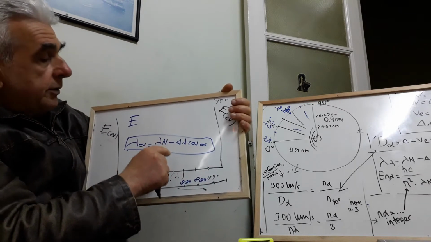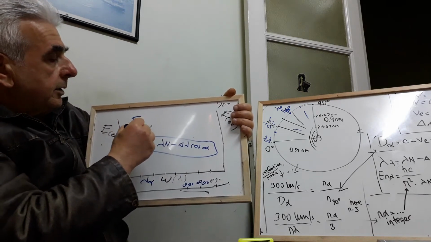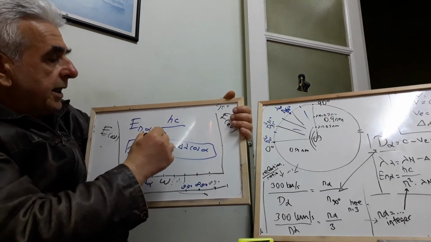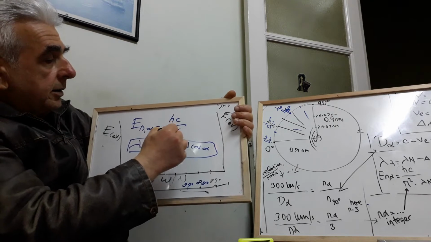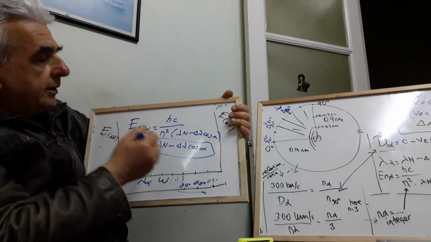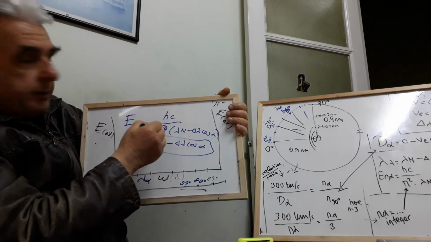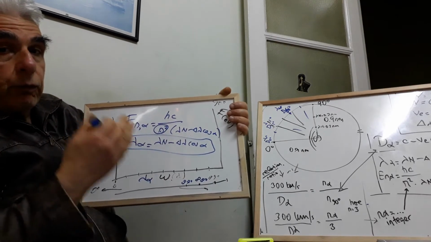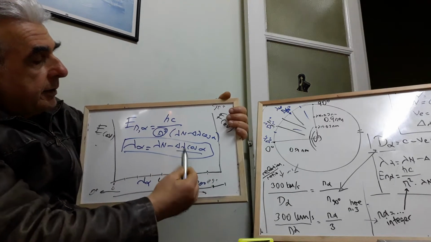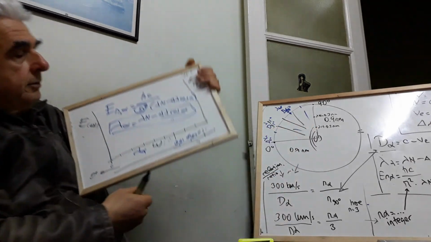Then, according to this, we will find the energy corresponding to this wavelength at alpha: hc divided by n squared times (lambda n minus delta lambda cosine alpha). First we will find this n, the wave number. How can we find the wave number of this wavelength, because the wavelengths are changing?